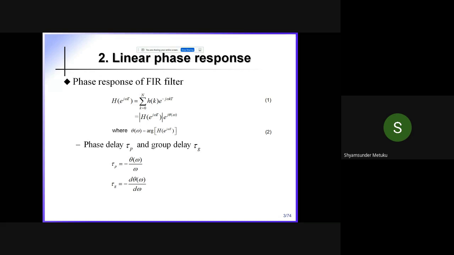Any complex number will be represented by magnitude and phase. If it is a plus jb, under root of a square plus b square will be the magnitude, and the phase will be tan inverse b by a, isn't it? So I'm trying to give some symbolic representations for both of them.